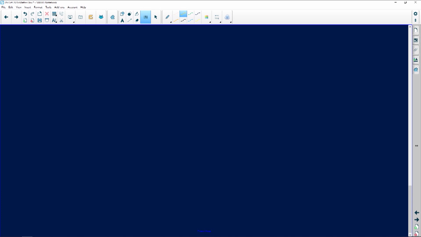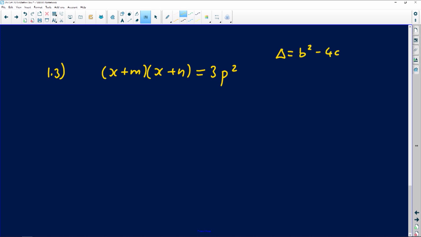The quadratic was given to us as (x plus m)(x plus n) equals 3p squared. We're talking nature of roots, so we need to find delta, which is equal to b squared minus 4ac. We've got to figure out the discriminant and check whether it's positive, negative, or 0. You can't find the discriminant if you don't put your quadratic in standard form. So we need it to be in the form ax squared plus bx plus c, so that we can see what a, b, and c are, and then we can work out our discriminant.